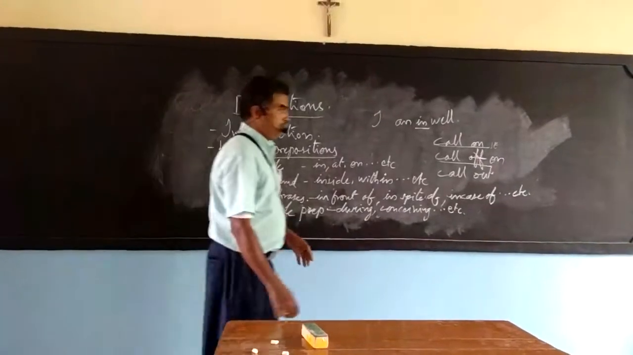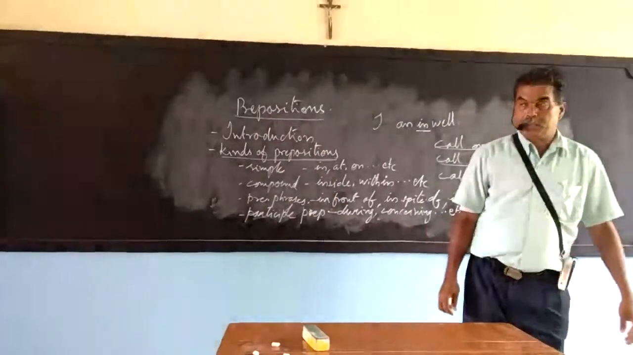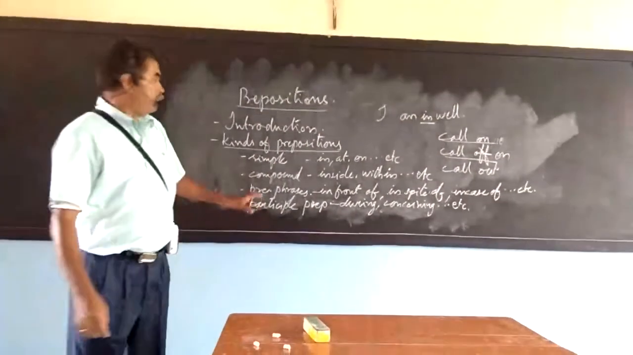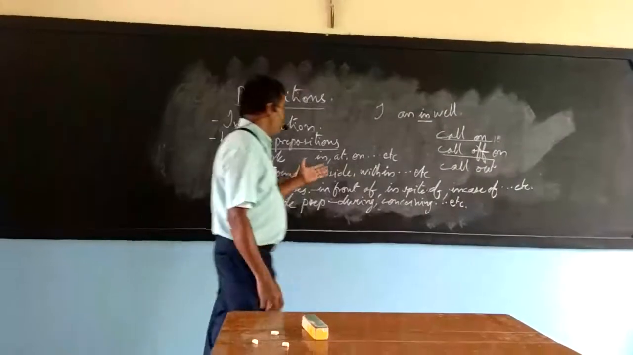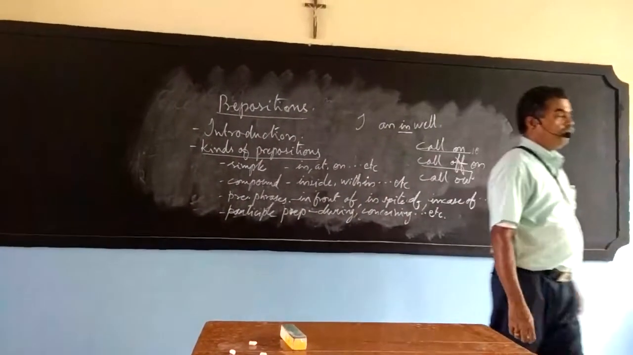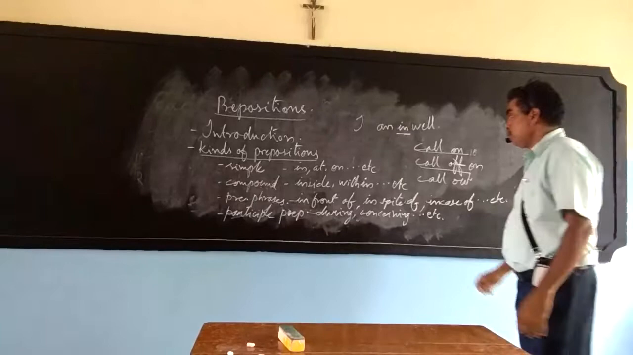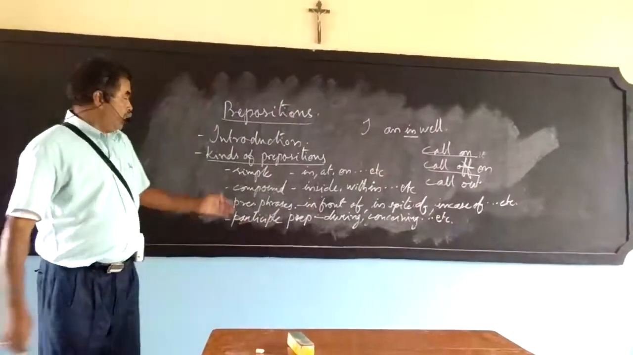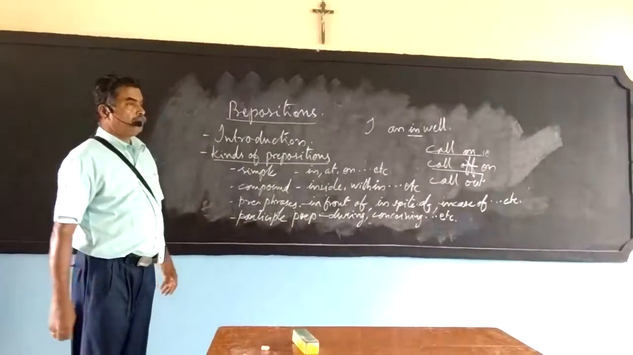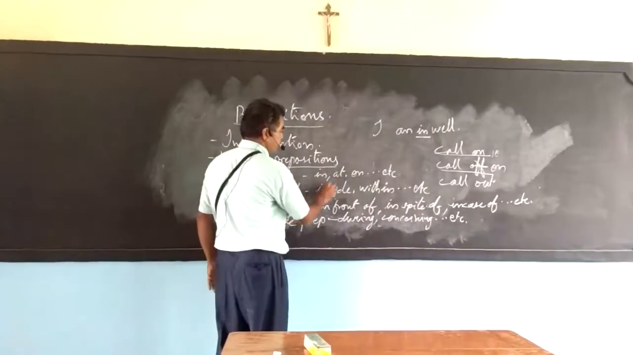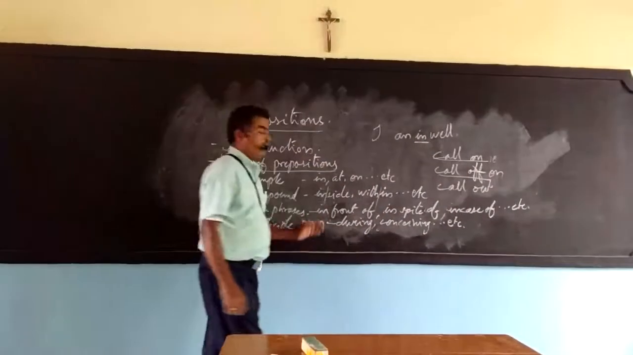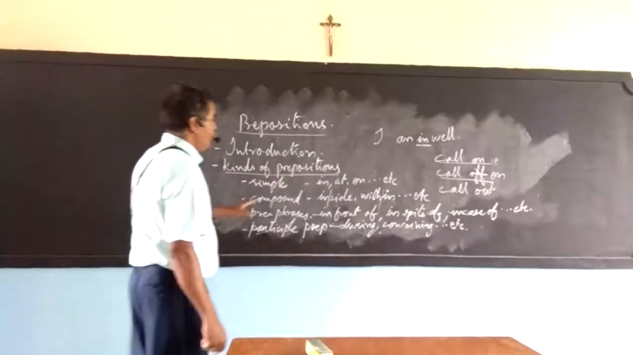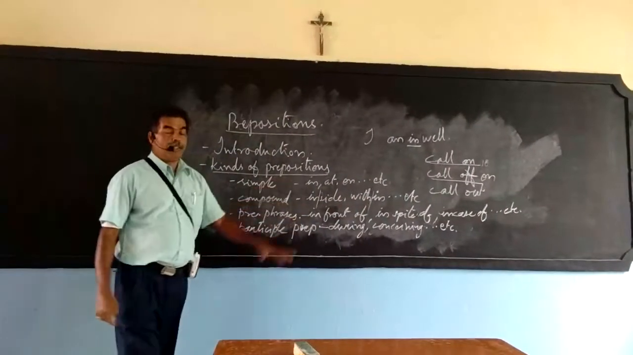Now, kinds of preposition. Generally, there are 4 types. That is simple prepositions, which mean, as I have written a few examples here, in, at, on, among, along, beside, and other small ones. They are called simple prepositions. Next one is compound: inside, within. Like this, sometimes 2 words put together make a preposition, and that is called a compound preposition.